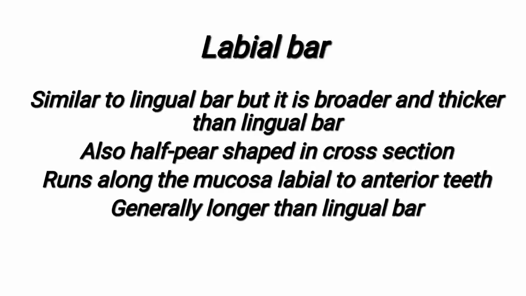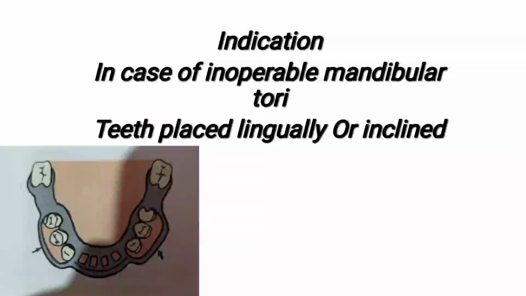Labial bar, similar to that of the lingual bar, but it is broader and thicker than the lingual bar. Also half pear shaped in cross section, it runs along the mucosa labial to the anterior teeth, and is generally longer than the lingual bar. What are its indications? In case of inoperable mandibular tori, or teeth placed lingually or inclined. In such cases, we can use this labial bar.